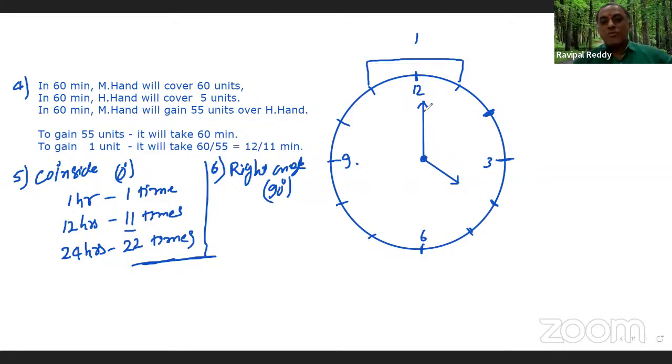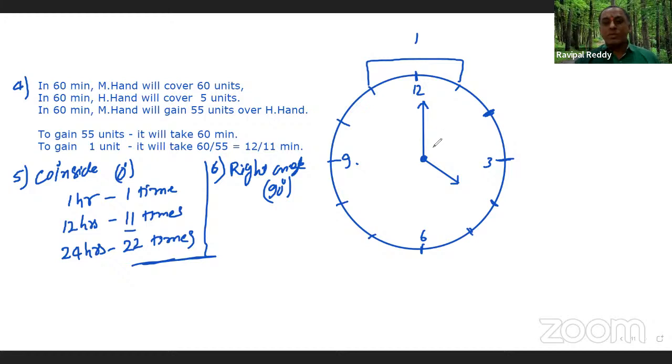So after 1 hour, the minutes hand will rotate one circle. So the minutes hand speed is more than the hours hand speed. So now the gap is 20 units. Gradually, the gap will decrease. So 20 units will become 19 units, 18 units. After some time, the gap will become 15 units.